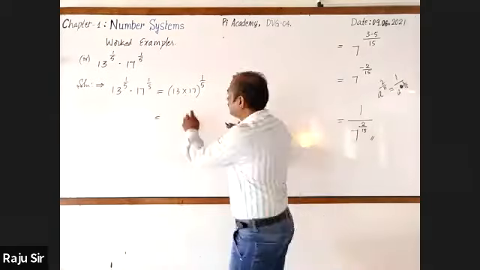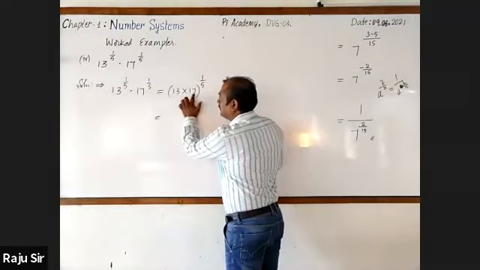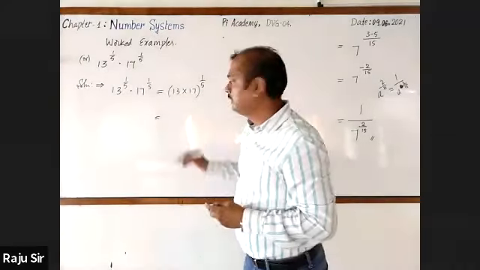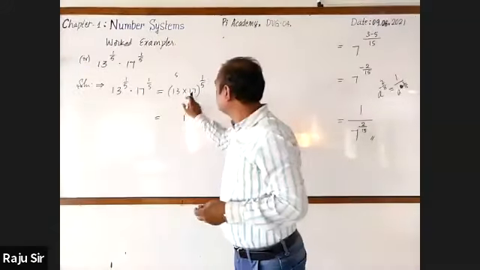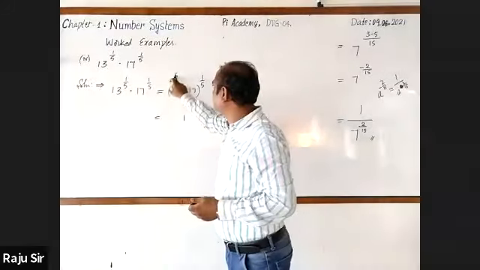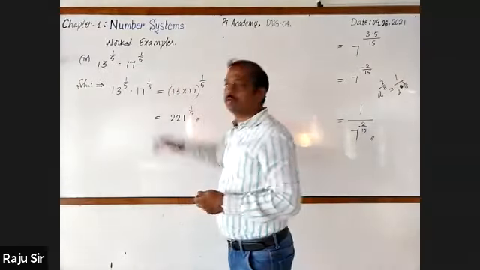Next, let's go for multiplying this. 13 and 17. 17 threes are 51. 5 is the carry. 17 ones are 17 plus 5, 22. It is 221. So, (221) whole raised to the power 1 by 5.